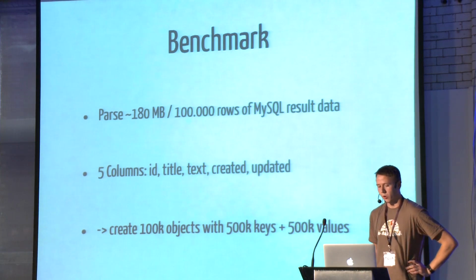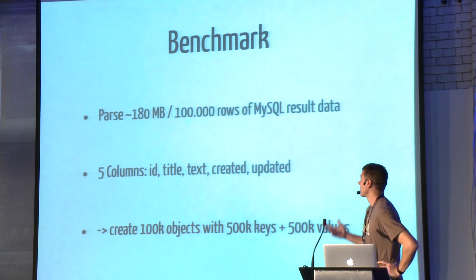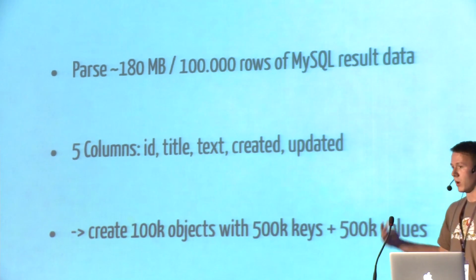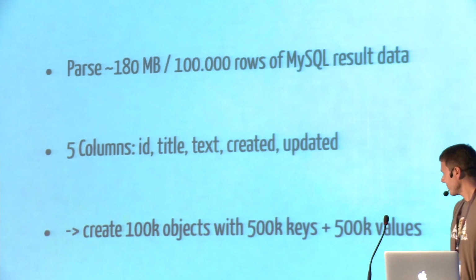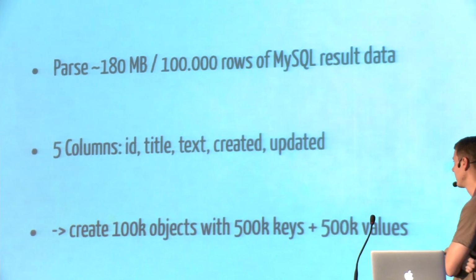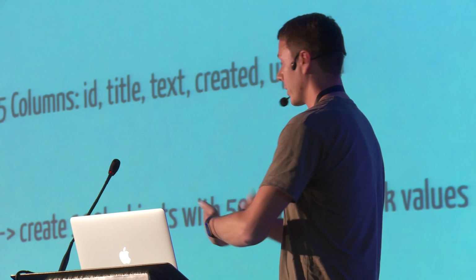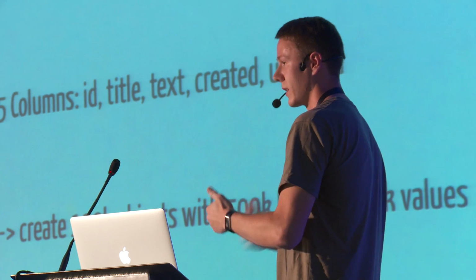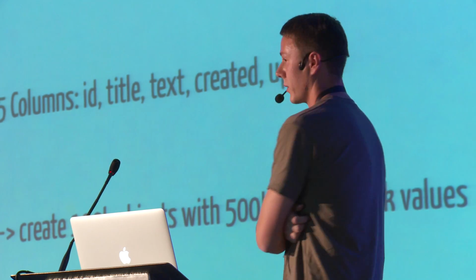So I did a little benchmark on it, comparing it against my old version of MySQL. The benchmark is basically parsing 100 megabytes of binary data that normally come from a network, or in this case do come actually from a network. These include 100,000 rows of MySQL result data. This data has 5 columns, kind of like a blog post: ID, title, text, created, updated. What the database driver has to do is go through these 180 megabytes, create 100,000 objects, one for each row, and create 500,000 keys, one for each column, and 500,000 values, one for each column value. That's pretty much the work that needs to be done.